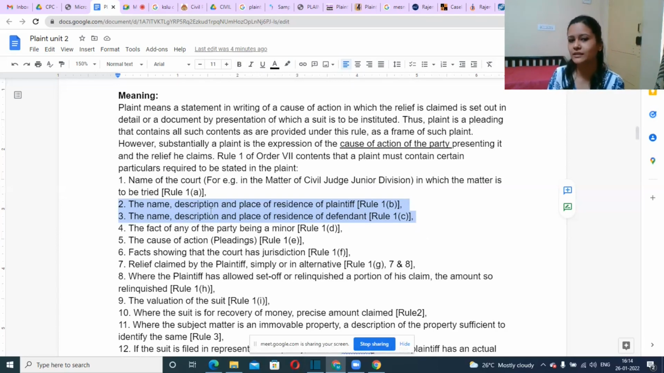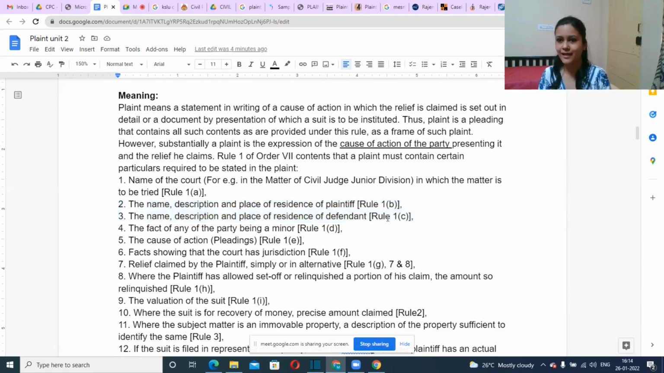So in those matters, this information helps a lot, because we may have a common name wherein it is possible that there may be another person with the same name where a case is registered. So providing these details would help us a lot.